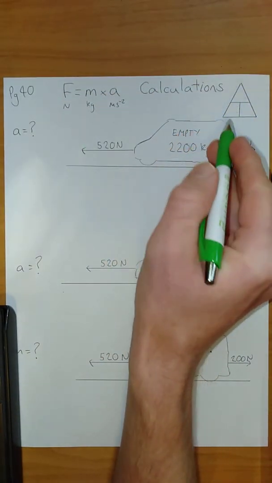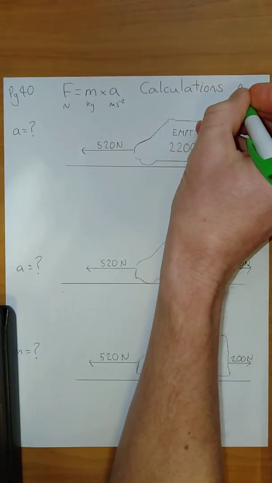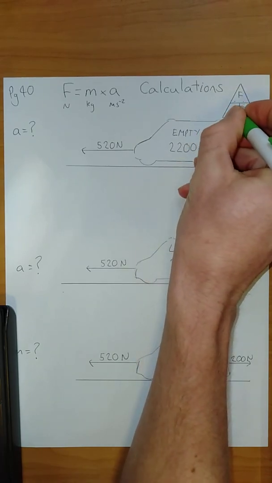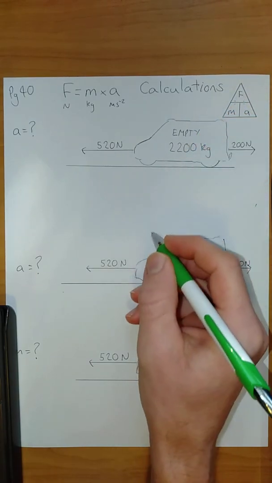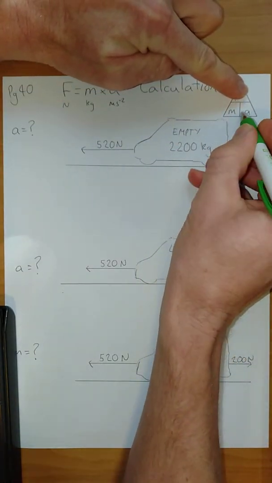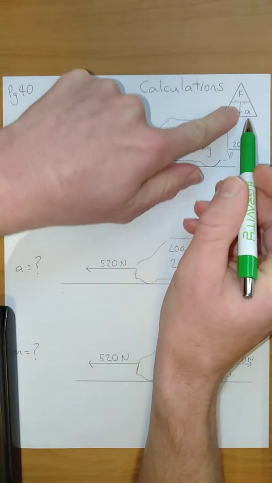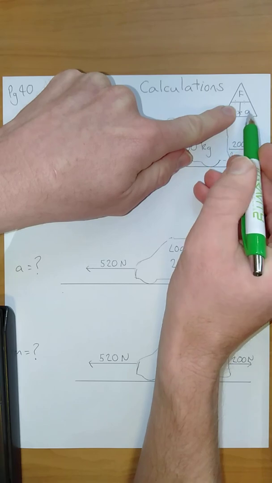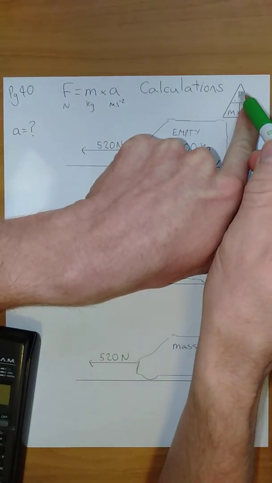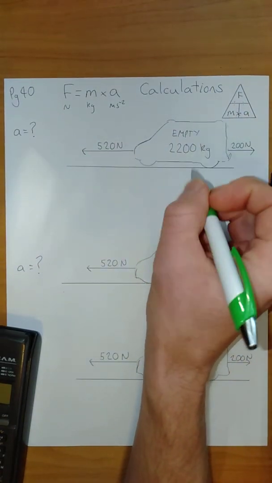The Sci Pad likes to use rearranging triangles, so the F goes in the top, divided by, and down the bottom you can put the M and the A. If you want to find the force, you cover up the F, and it's mass times acceleration. If you want to find the mass, you go force divided by acceleration. And if you want to find acceleration, you cover it up, and it's force divided by mass. So that's how that works in your Sci Pad.